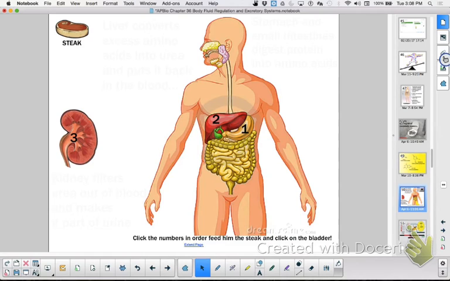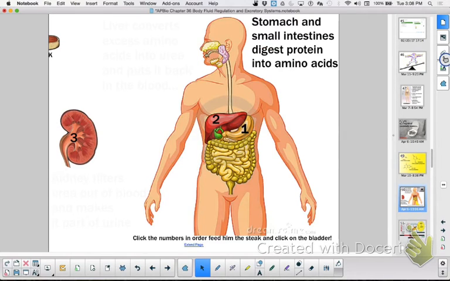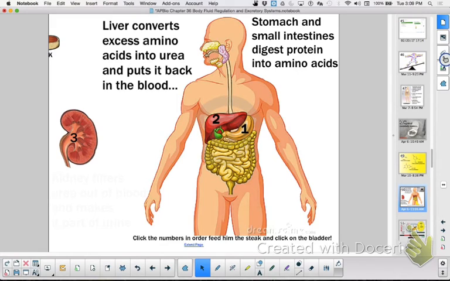Do you remember this? Eat your steak, digest it in your what? Stomach. And in your small intestine. Your stomach and your intestines. And then you absorb it and you send it via your hepatic portal vein to your liver, and your liver will do, starts with a D, deamination, removing the amino group, and then converting it to urea, and it'll put that urea back in your blood, which will go back to your heart, which will go to your lungs, which will go back to your heart, and then back out to your body again.